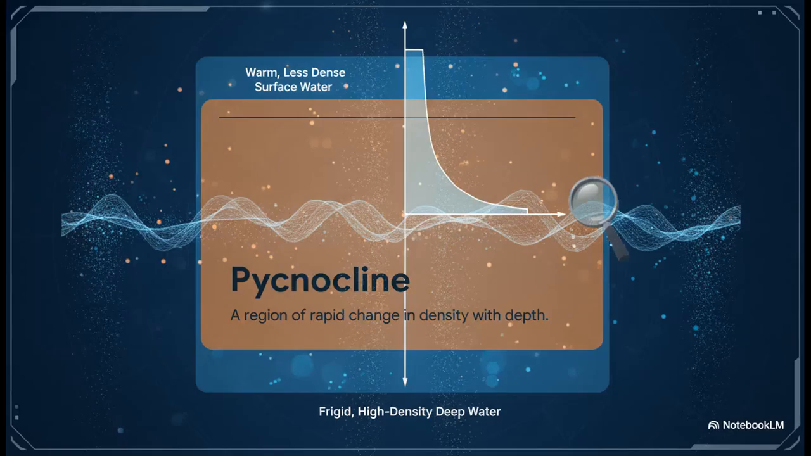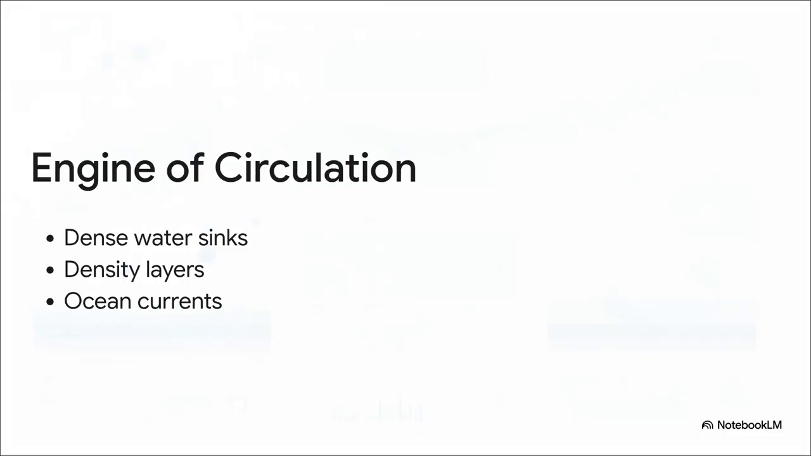And that steep thermal cliff gives birth to the pycnocline. Pycno just means density. Because cold water is significantly denser than warm water, the sudden thermal drop of the thermocline perfectly mirrors a massive, sudden spike in water density. What this does is create a physical, albeit invisible, barrier right in the water column. It heavily stratifies the ocean, physically preventing the warm, less dense surface water from mixing with the frigid, high-density deep water below it. This stratification is literally the beating heart of our ocean machine.